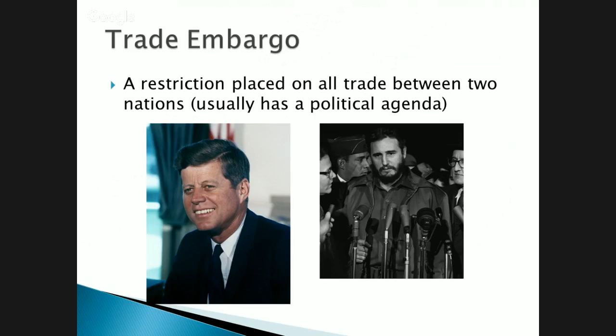Okay, then trade embargoes. An embargo is a restriction placed on all trade between two nations. Often has a political agenda. So the most commonly referred to embargo that you may be familiar with is the United States embargo against Cuba on all commercial, economic, and financial goods or services.